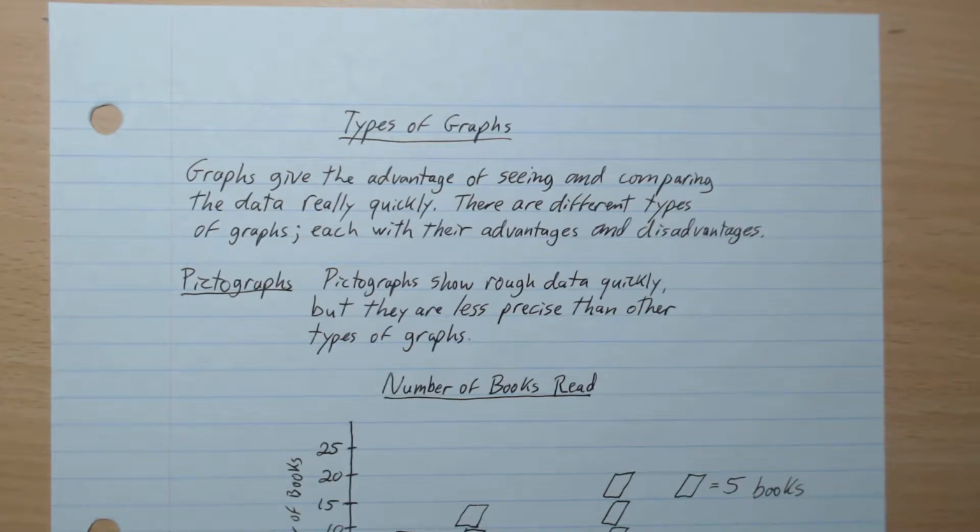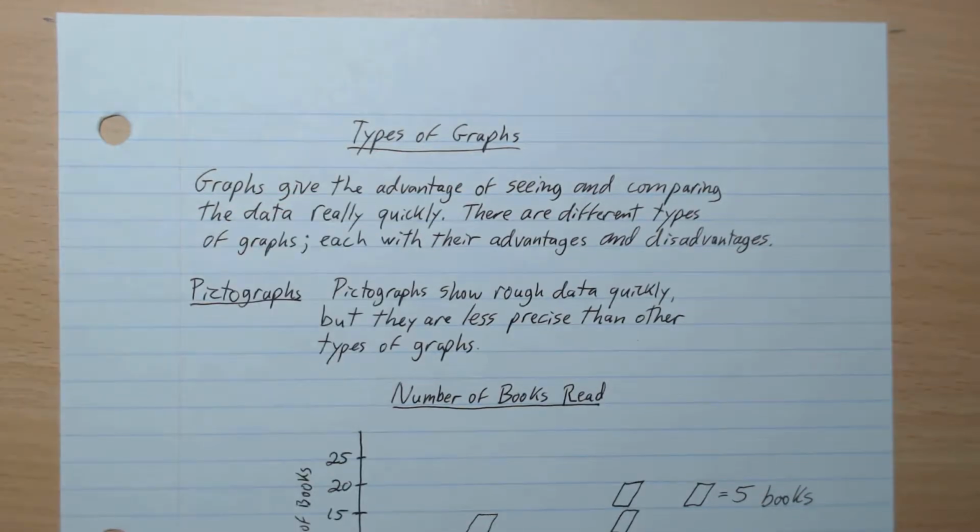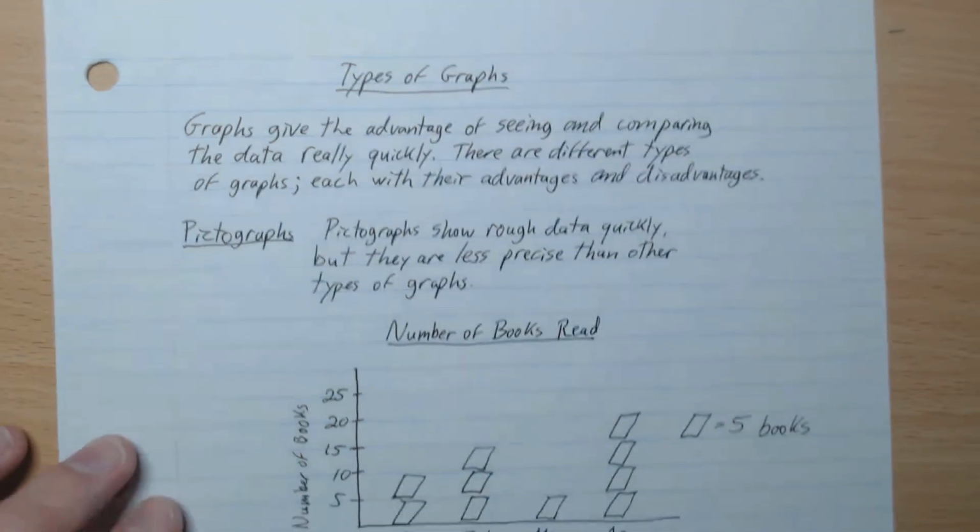Hey everyone, welcome back. Today we're going to look at types of graphs. So graphs give the advantage of seeing and comparing the data really quickly, and there are different types of graphs, each with their advantages and disadvantages. So let's start off with the pictograph.